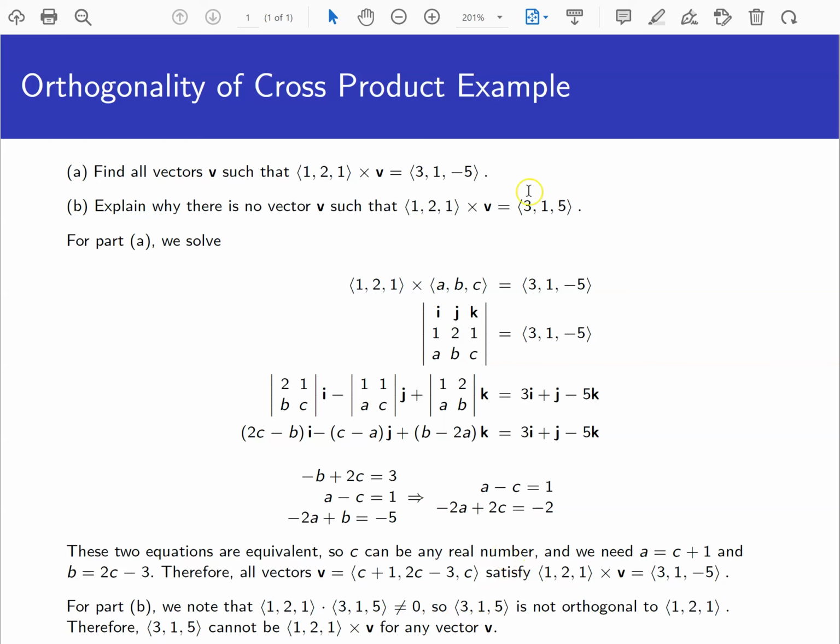However, if you take the vector (3, 1, 5) and dot it with (1, 2, 1), you don't get 0. You get 10. So (3, 1, 5) is not orthogonal to (1, 2, 1), so it certainly can't be the cross product of (1, 2, 1) with anything, because the cross product is supposed to be orthogonal to both of the things that you started with in the cross product.